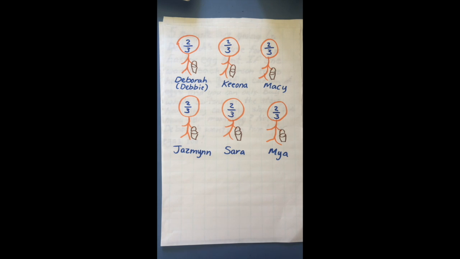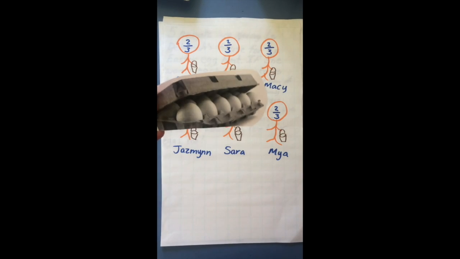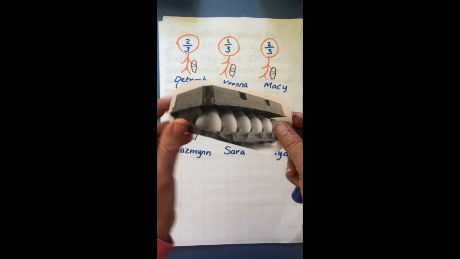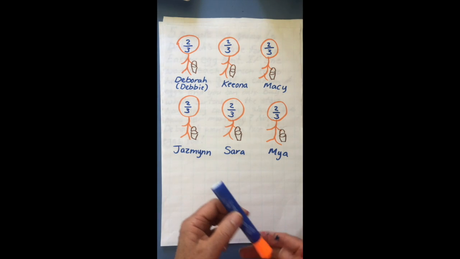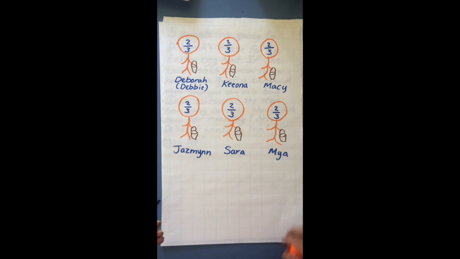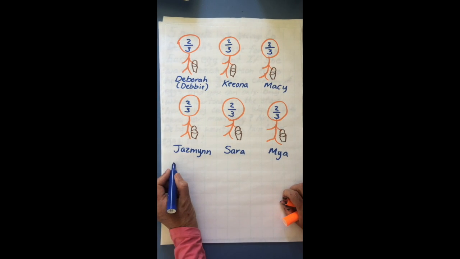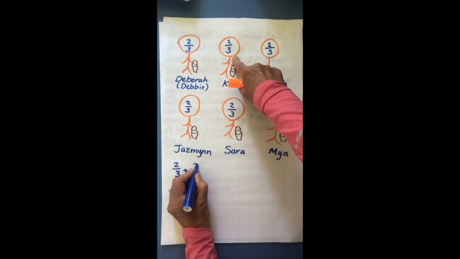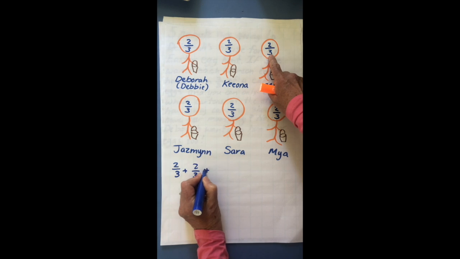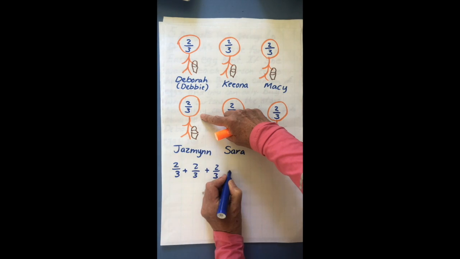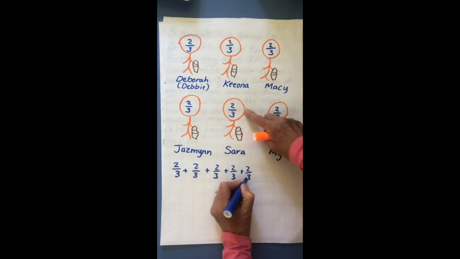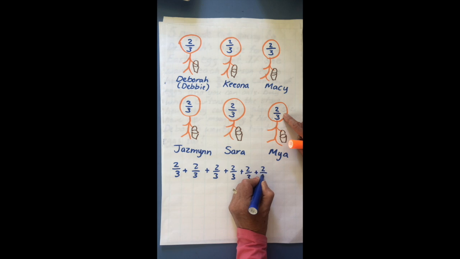But I need to find out the total number of cartons that I need to buy. And remember, a carton of eggs looks like this. Okay, so how many of these can I buy? I can't just buy a partial one. I have to buy a whole one. All right, so this looks like repeated addition to me, so I'm just going to do it with repeated addition because that's a good method. So I have 2/3 plus 2/3 plus 2/3 plus 2/3 plus 2/3 plus 2/3.